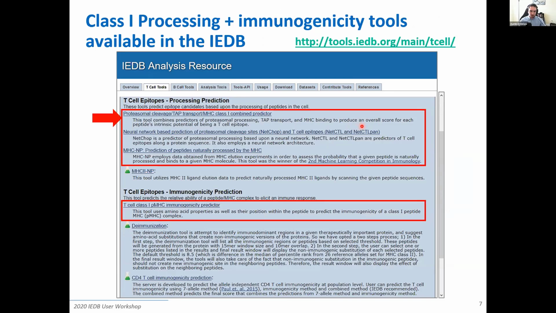And then moving on to the next tool. I'm going to work backwards and talk about some more historic tools that we have available. This first one is the combined predictor. It's really a set of predictors that are mimicking what happens inside the cell, the processes that I just talked about.